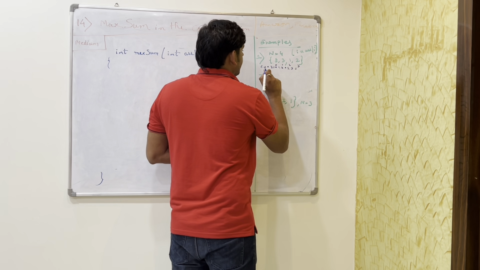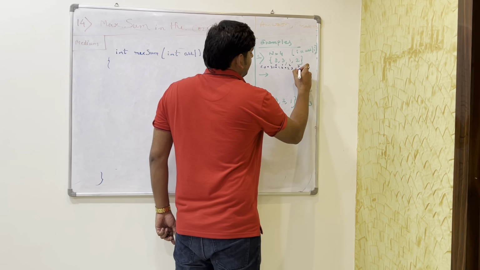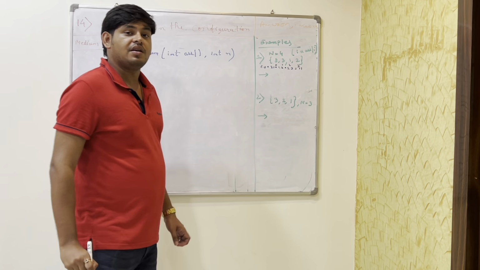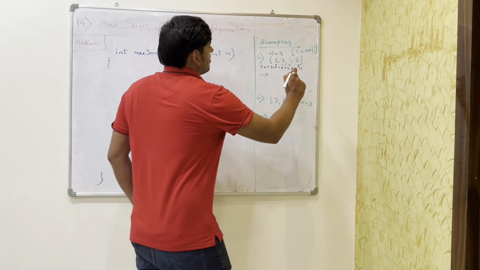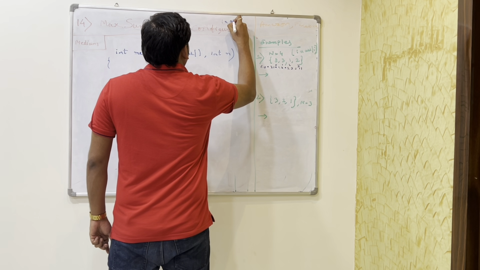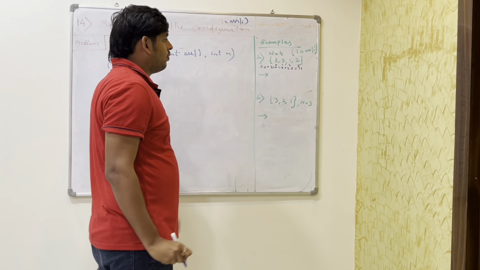So what is the value here? 0 plus 3 plus 2, 5 plus 6, 11. So 11. Is this the maximum sum? We can rotate the elements of the array and we need to see the configuration in which we get the maximum sum. So we need to return that maximum sum, the maximum sum of I into array of I. So what would be the answer to this question?